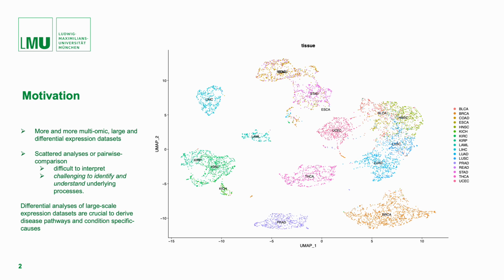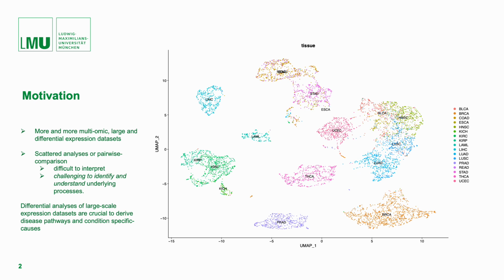More and more multi-omic, large differential expression datasets are available, like here on the right side, TCGA with a subset of 17 cancer types. Scattered analysis or pairwise comparisons make it difficult to interpret results and make it challenging to identify and understand underlying processes.